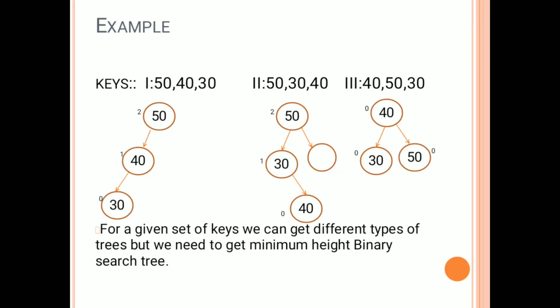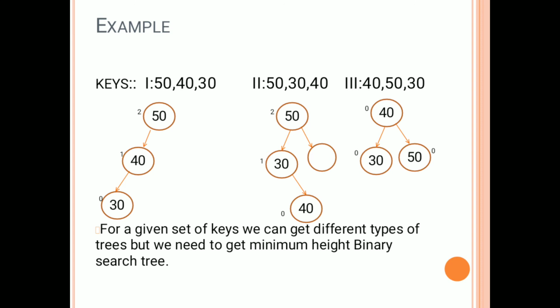Now consider an example of nodes with a given series. Consider the set of keys 50, 40, 30. According to the given order, 50 is inserted first and next we insert 40 into the binary search tree. 40 is less than 50, that's why 40 is inserted on the left side, and 30 is inserted on the left side of 40 because 30 is less than 40 and less than 50. In the same way, the elements 50, 30, 40 and 40, 50, 30 are inserted in the given order.